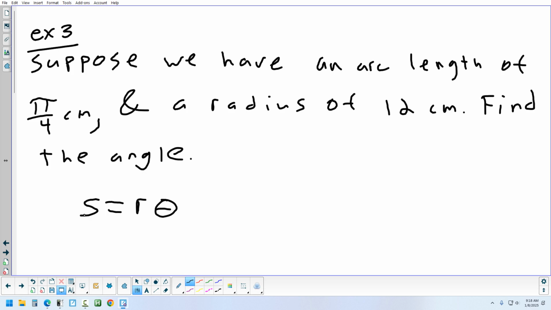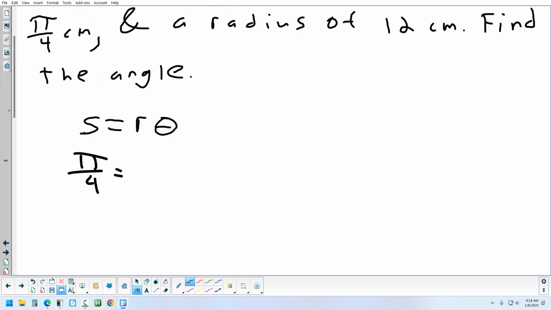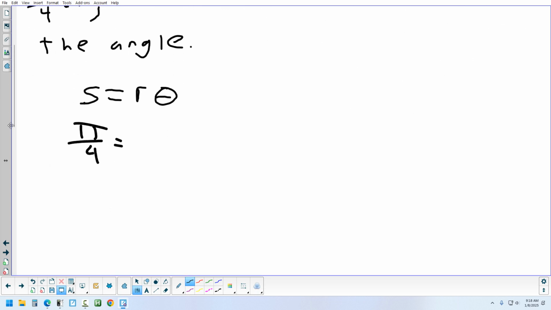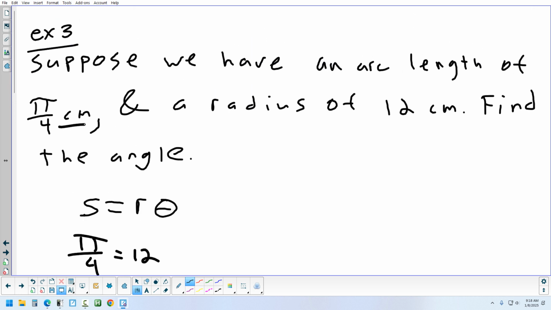The arc length is how much? Pi over 4 centimeters. What did they give me for R? 12 centimeters. Now, this would be a little tricky, but these do have to be the same unit. So if they gave you one and said the arc length was pi over 4 meters and the radius is 12 centimeters, that's a problem. You need everything in the same unit. I don't think they generally will do that though. But they're in the same unit, so that's good.